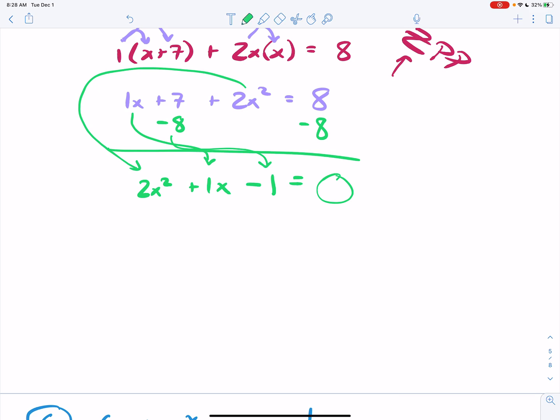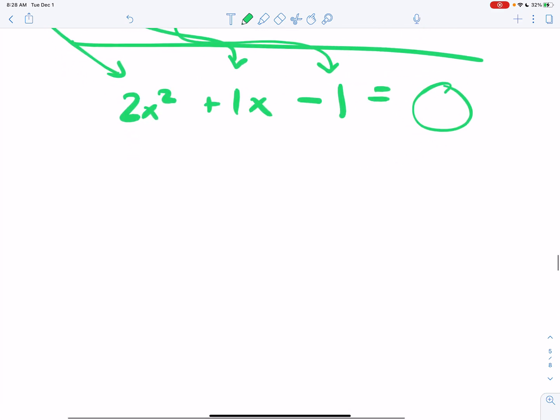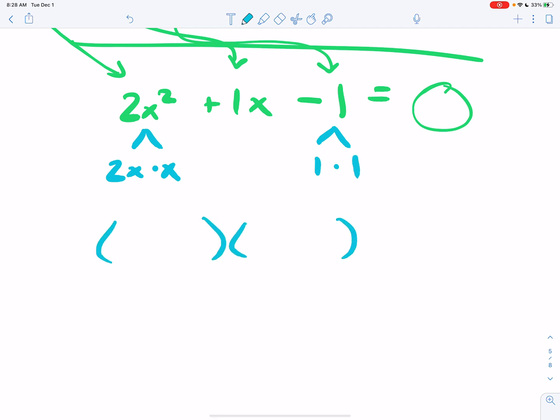We have a quadratic equal to 0. So we want to use a zero product property. So we have to factor this. And if you want to pause now and do it, you could go ahead and factor, okay? Practice as much as you need to. This is 2x times x. And this right here is 1 times 1. Not a lot of combinations, so it makes it a little bit easier.